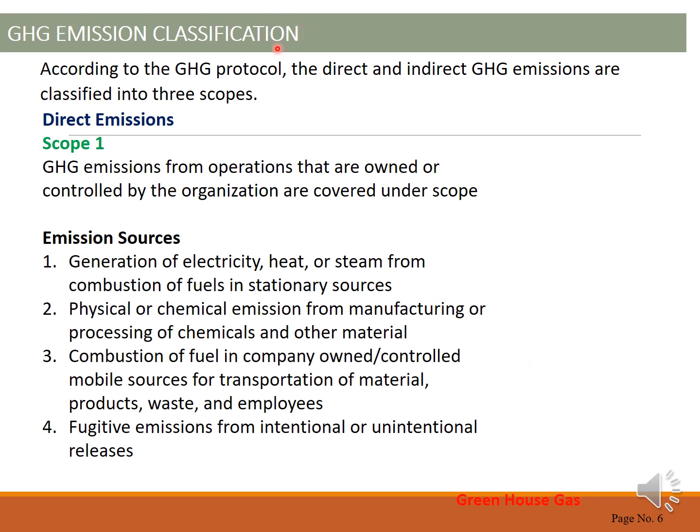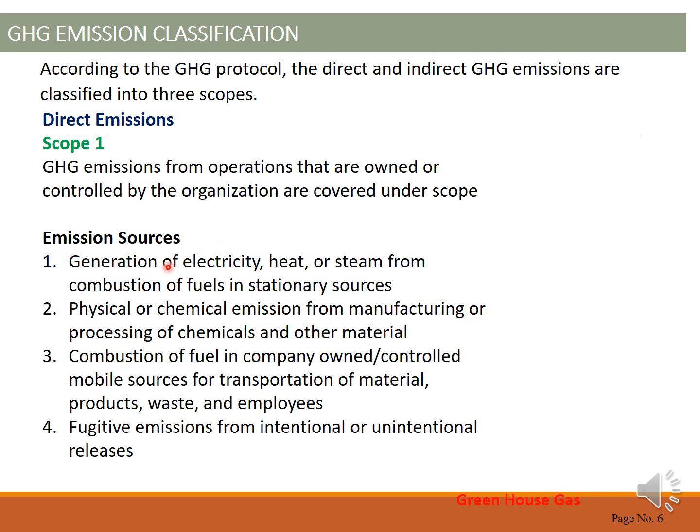GHG emission classification. According to the GHG Protocol, direct and indirect emissions are classified into three scopes. Firstly, direct emissions, Scope 1. GHG emissions from operations that are owned or controlled by the organization are covered under Scope 1.